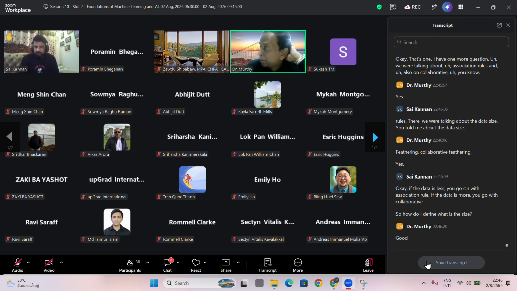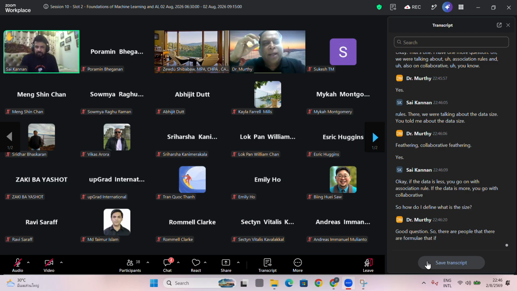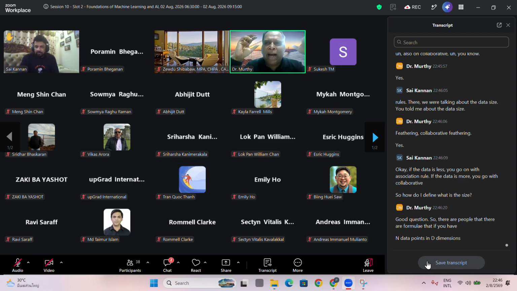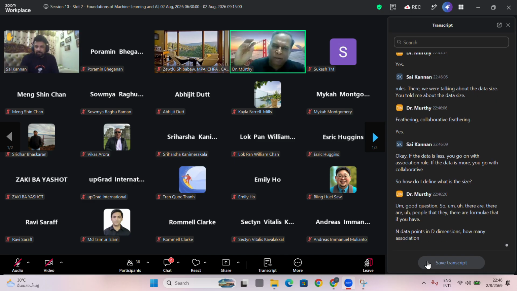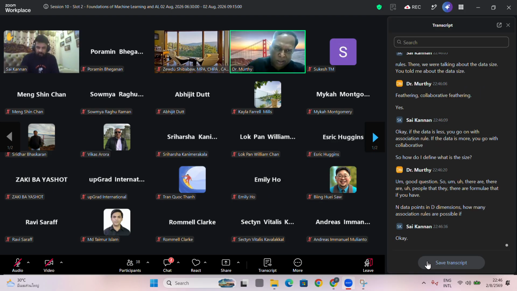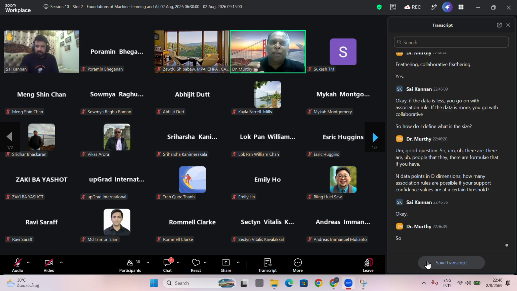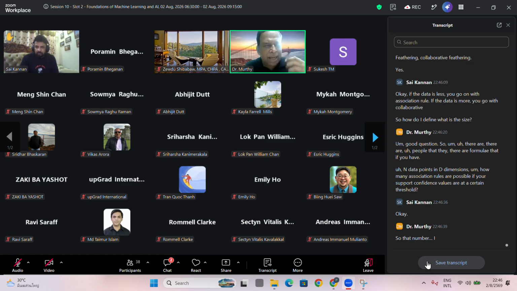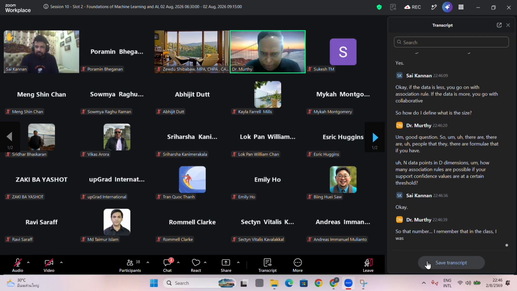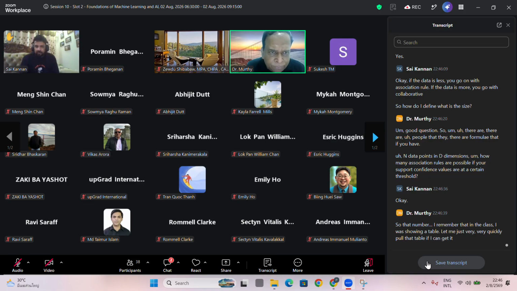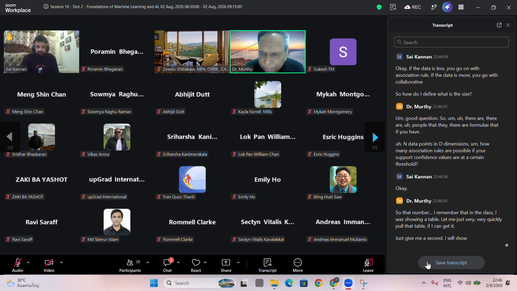Good question. So there are formulae for if you have n data points in d dimensions, how many association rules are possible if your support and confidence values are at a certain threshold. I remember that in the class I was showing a table. Let me just very quickly pull that table if I can get it. Just give me a second. I'll share that.